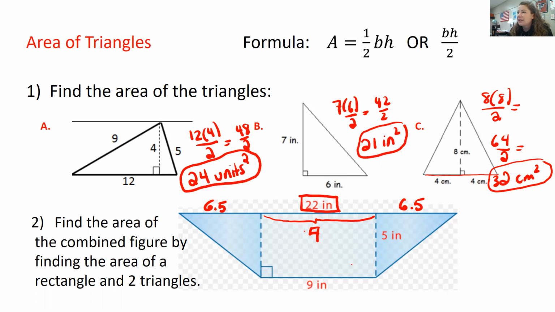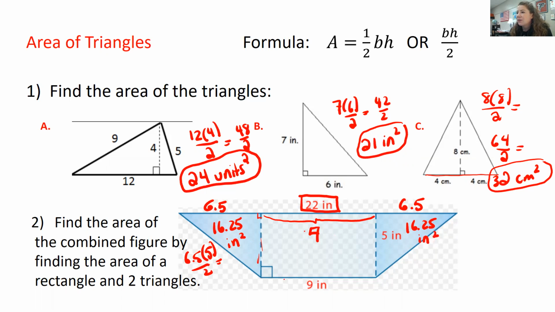If this length right here is 5, that means this length right here is 5. So here's our right angle right here, correct? So we're gonna use a base of 6.5 and a height of 5. So we're gonna multiply 6.5 times 5 and half it. So 6.5 times 5 divided by 2 is 16.25 inches squared. Well, this one is also going to be 16.25 inches squared.